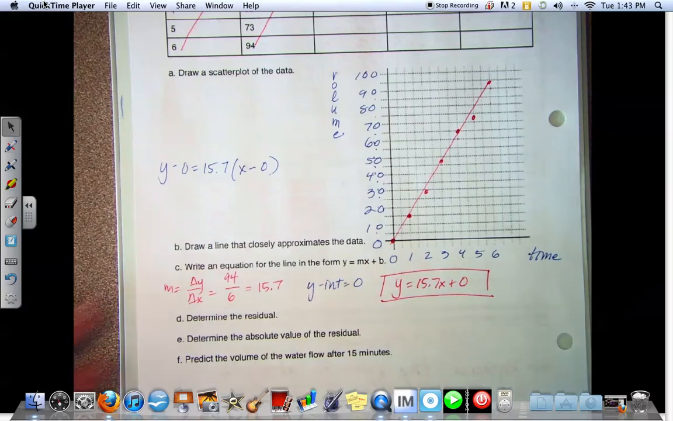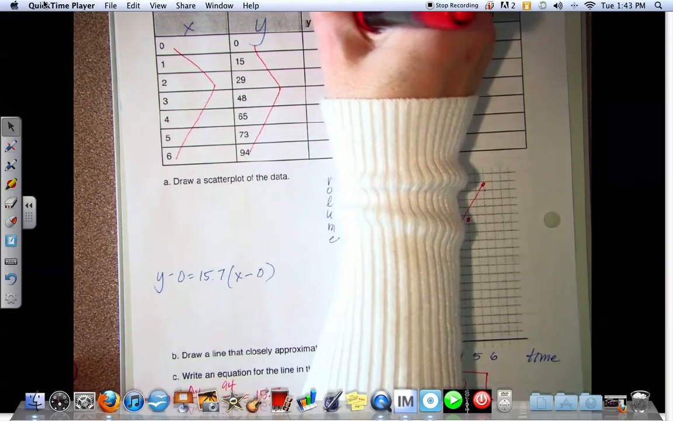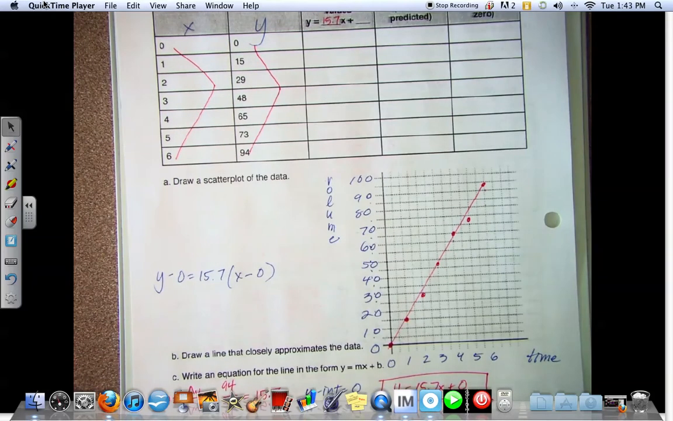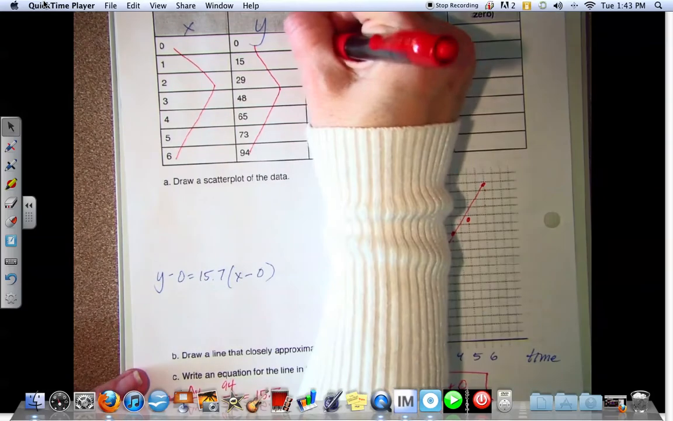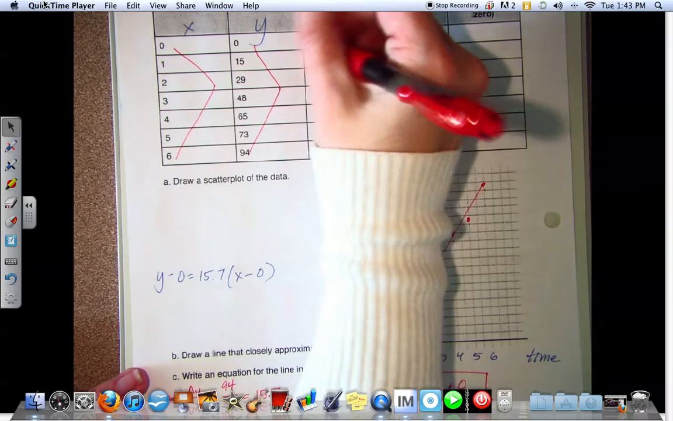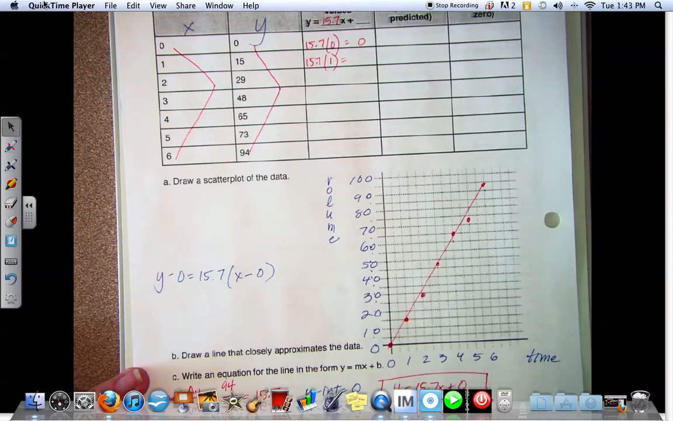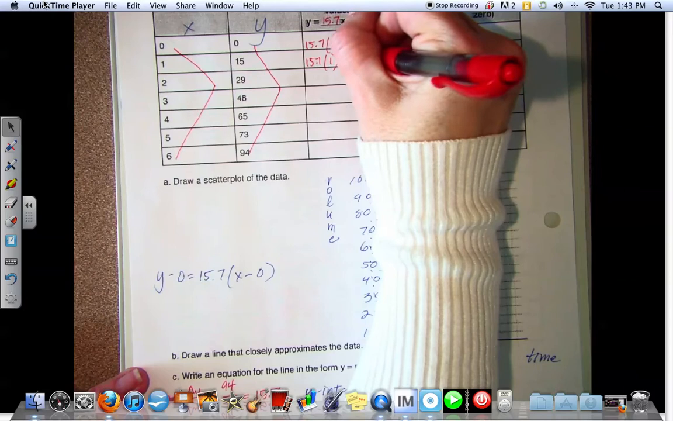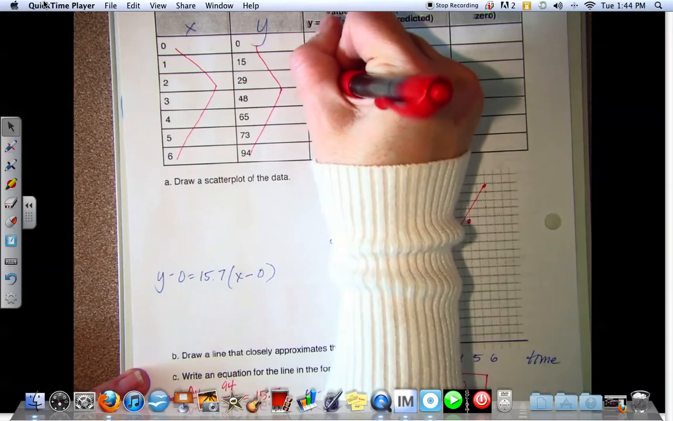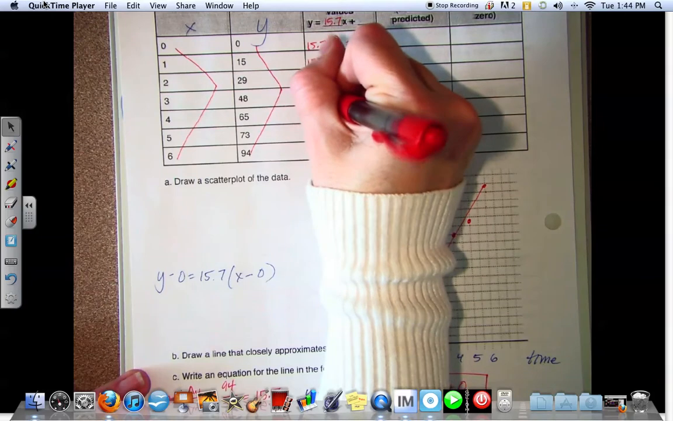How do we find the residual? You subtract the predicted from the value. We didn't find the predicted. So we insert our equation into the fancy thing up there. It'd be 15.7 times 0 plus 0, which is 0. 15.7 times 1 is 15.7. 15.7 times 2 is 31.4. 15.7 times 3.